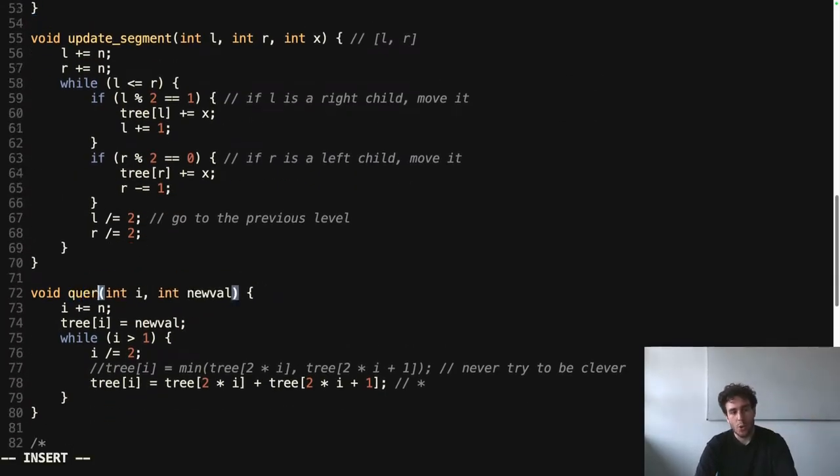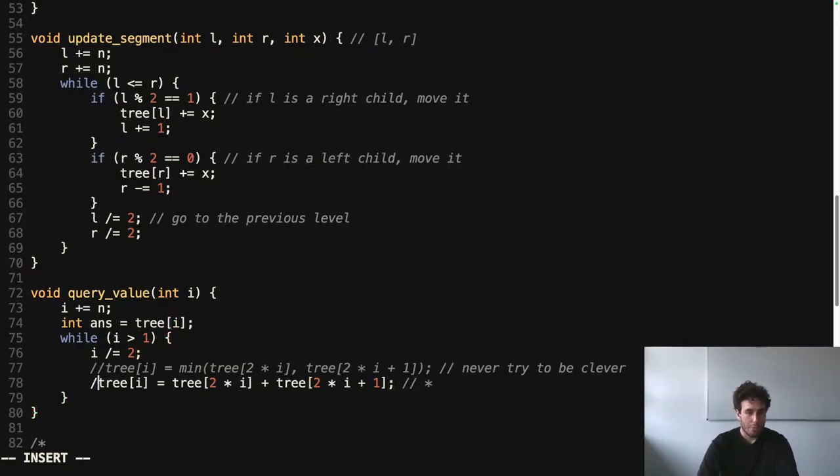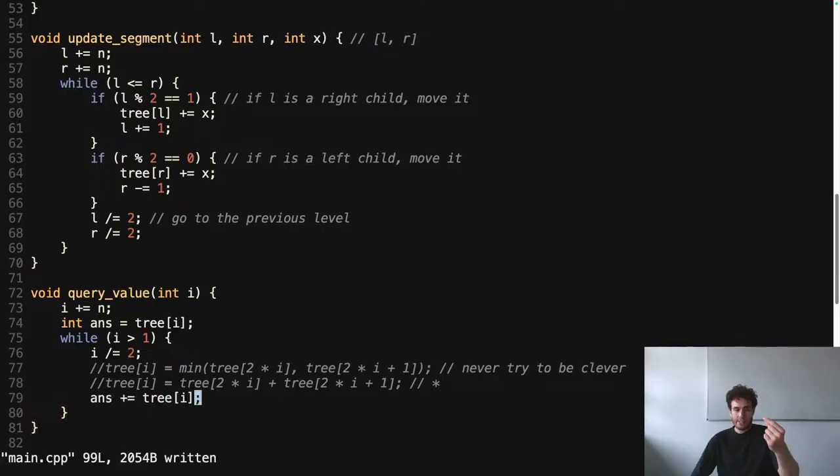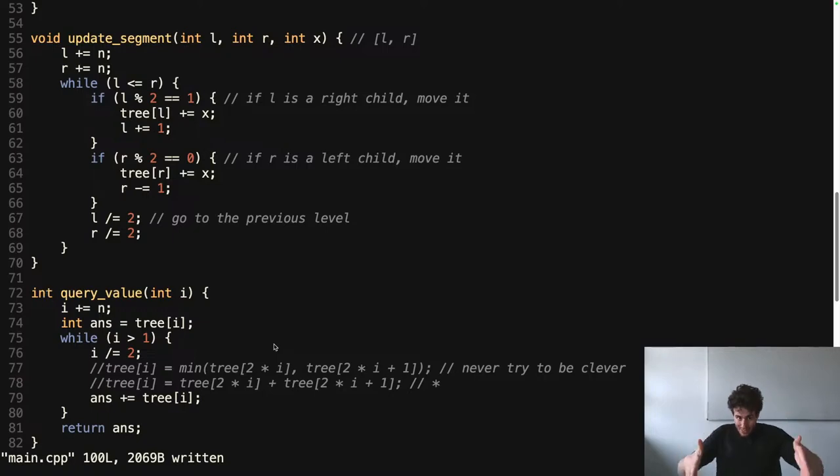And now I want to query value. I only have a single element I. And here I start with an answer being 0. I go up. Say I start with value tree I, and I go up, and I add tree I to the value. So I sum up all the values on the path to the root. And now I have updates on segments and queries in points. So I just changed the roles of the function update and query. This is a super surprising idea.